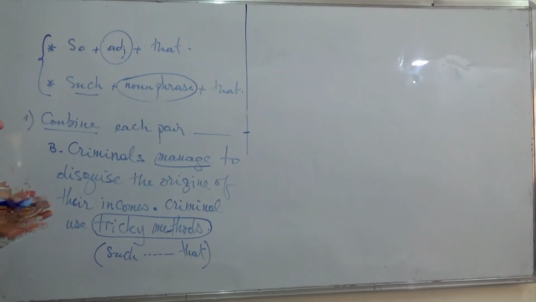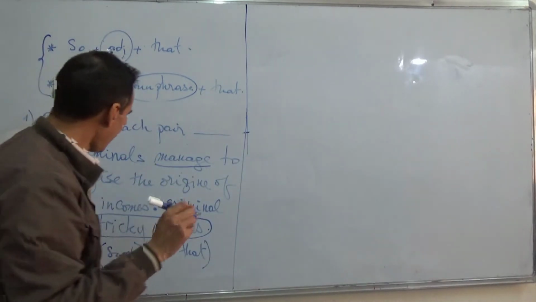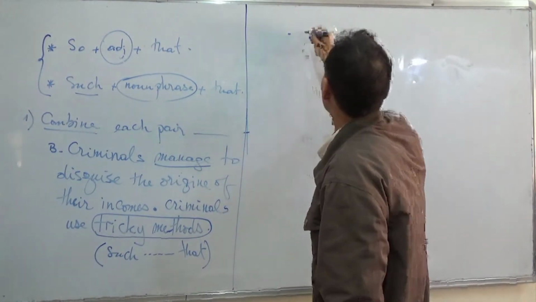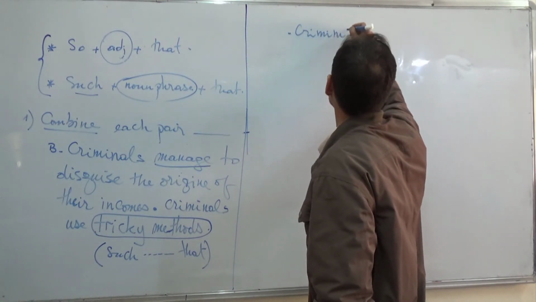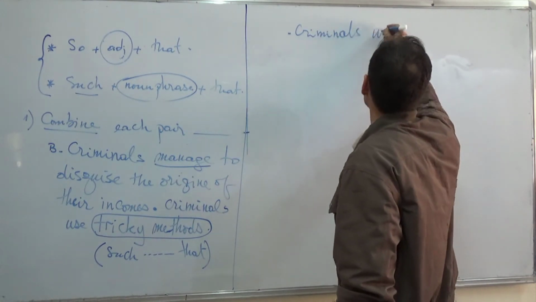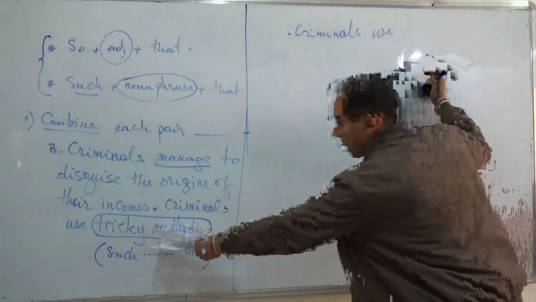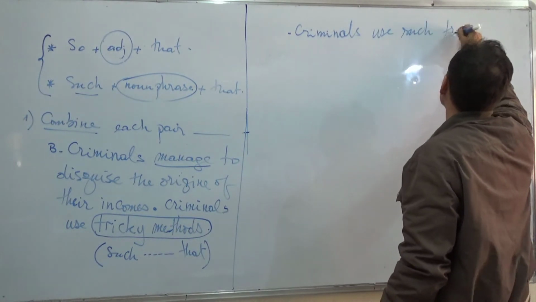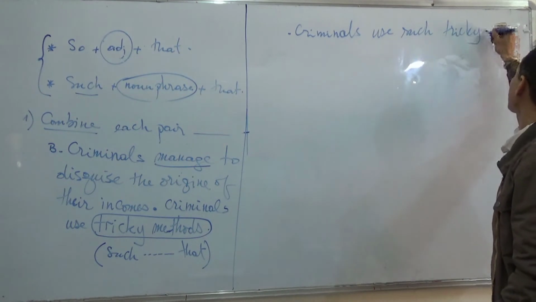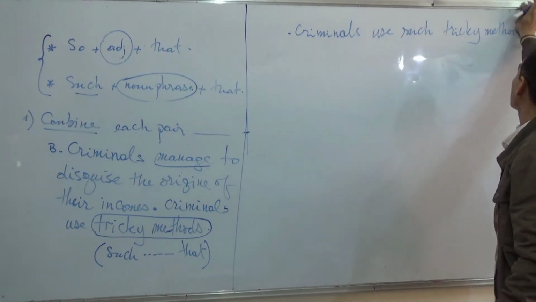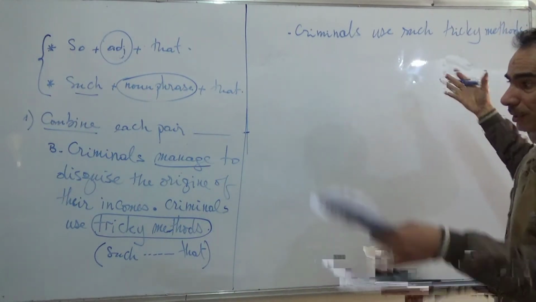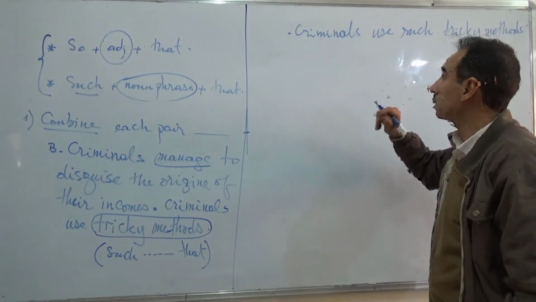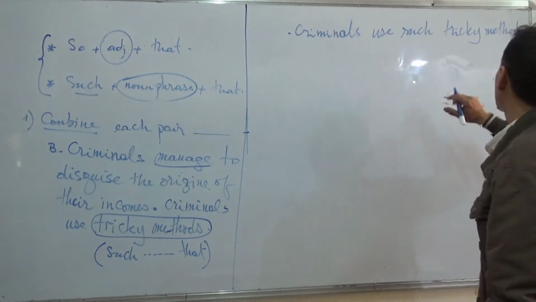Okay, don't forget that "that" is not necessary to mention. So, my sentence is going to be: criminals use... Oh, this is the verb, this is the noun phrase. I can use such plus noun phrase. Use such tricky methods. From now on I am going to build one sentence, we don't need a full stop, it is going to be one complex sentence, from two simple sentences to one complex sentence.